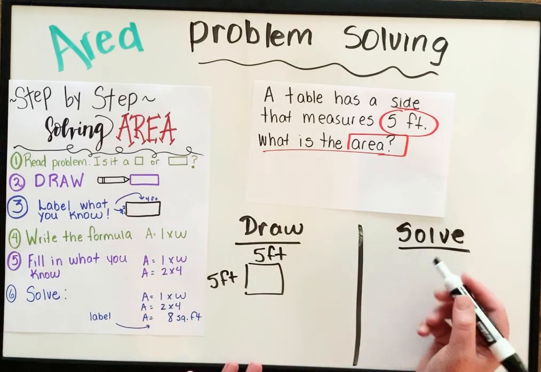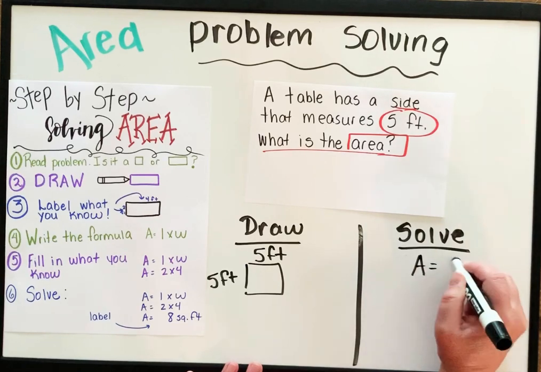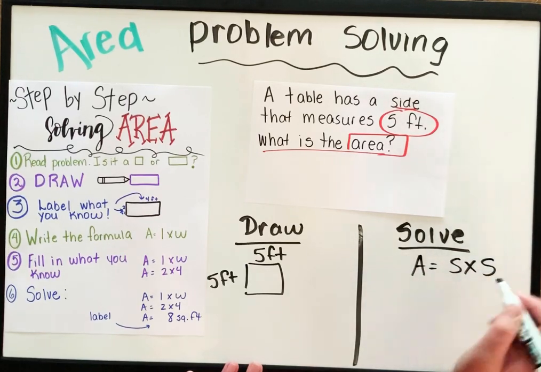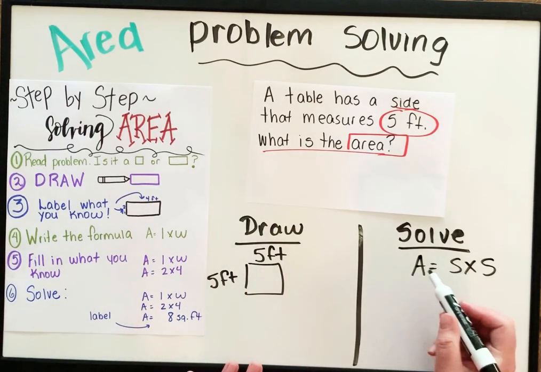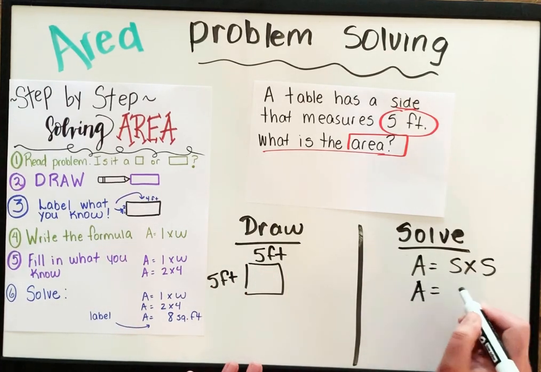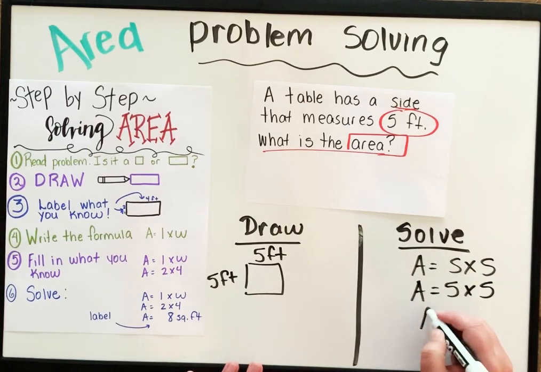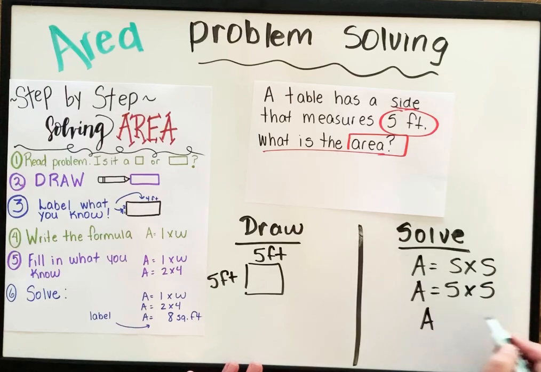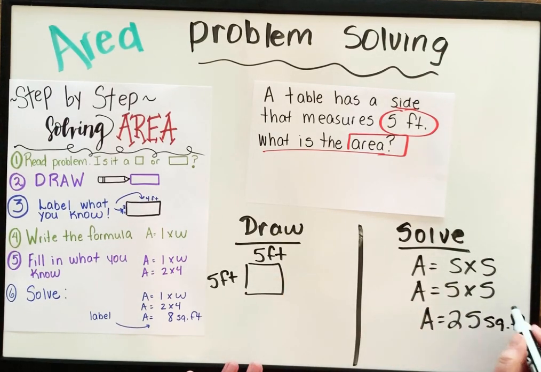I'm going to write my formula for area of a square, and that is area equals side times side. Now I'm going to fill in what I know. Well, I know that my side is 5 feet, but since it's a square, they are both 5 feet. And then my last step is to solve and do the math. Area equals 25, and then put your label back on. We said feet, square feet, okay?